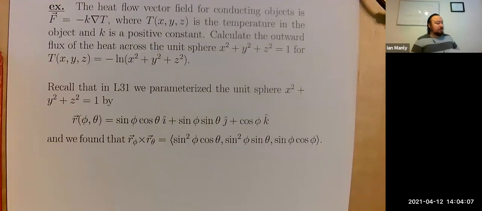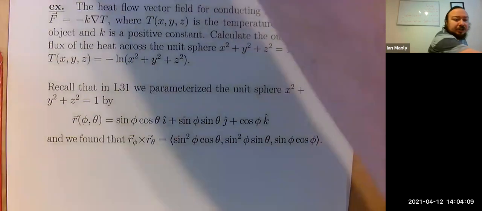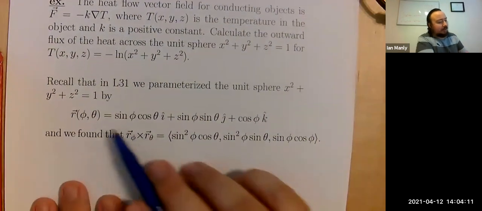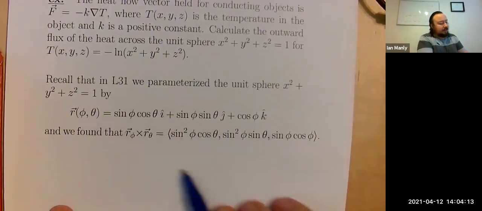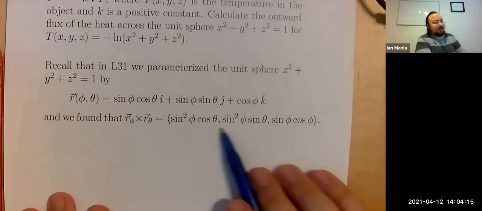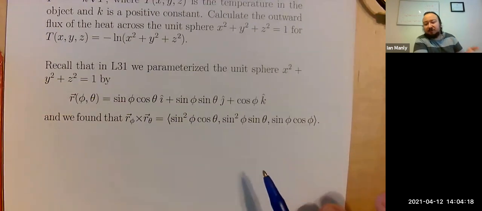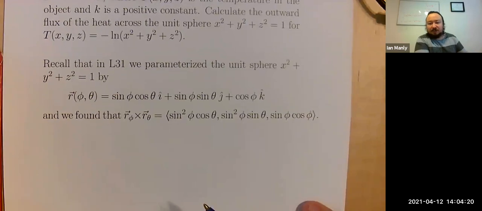All right, so remember, we actually already have a parameterization for the unit sphere. So they gave it to us right here. And they already told us what r_phi cross r_theta is. So we effectively just saved some time right here.